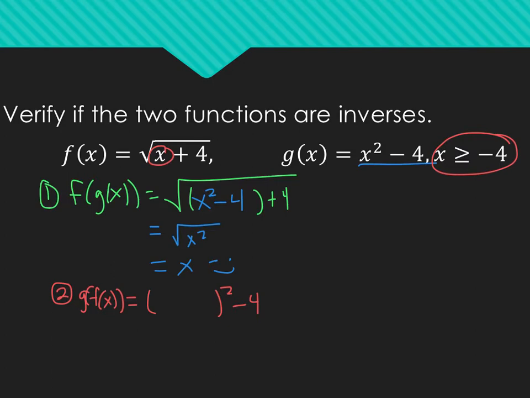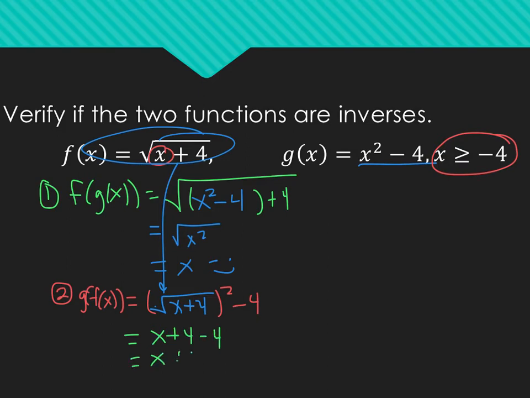Oh, wait. That was not wise. Remember, we're putting f in place of x, so I have to instead put f of x down here. Okay, so the square root of x plus 4. Now, remember, when you square a square root, they undo each other, so we'll have x plus 4 minus 4, which is just equal to x. And so because we had g of f of x equal x and f of g of x equal x, we can say yes, they are inverses.